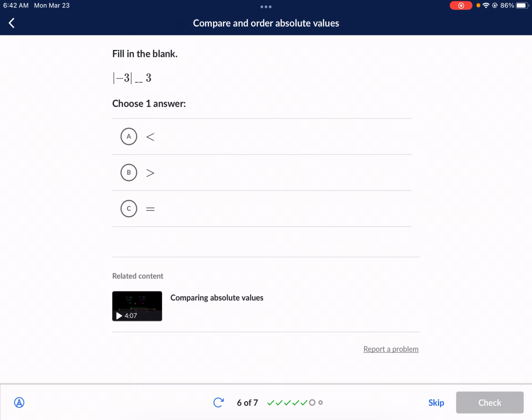Here's a good one. We have 3 and the absolute value of -3. The absolute value of -3 is equal to 3. So we're just going to put the equal sign for this one. Okay, they're the same distance from 0.